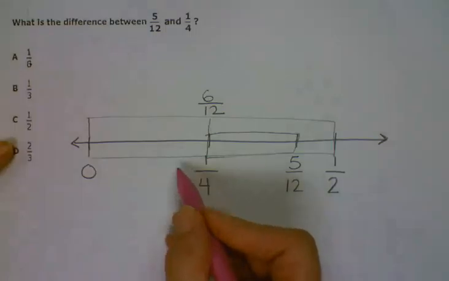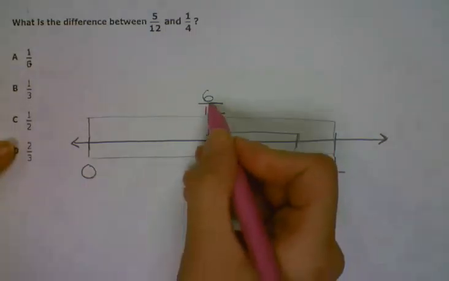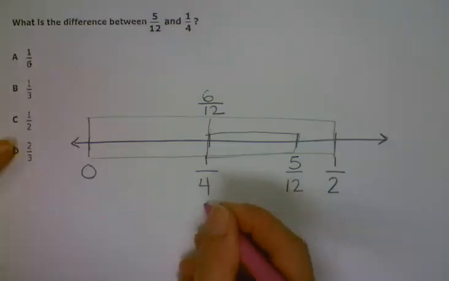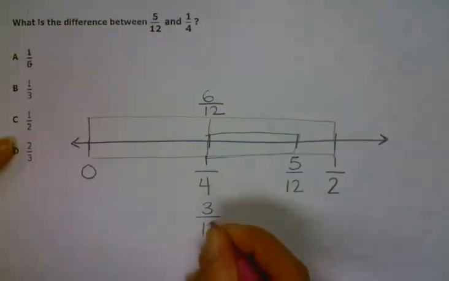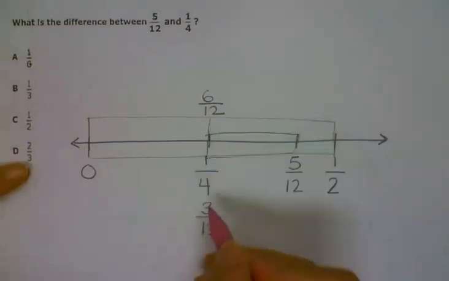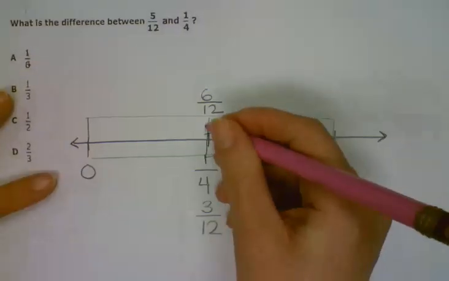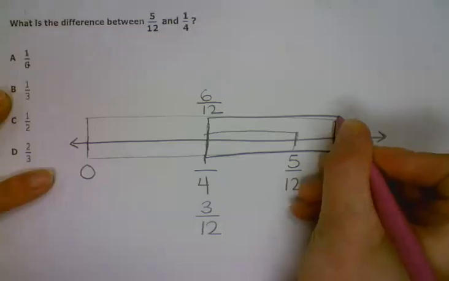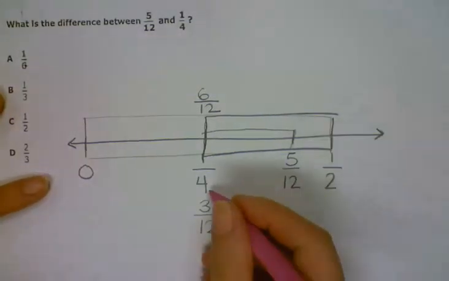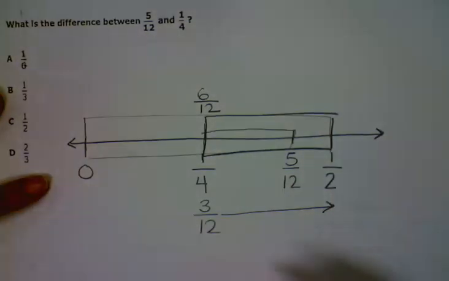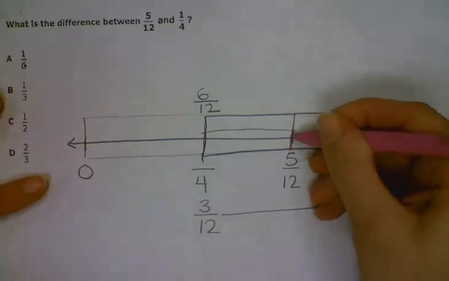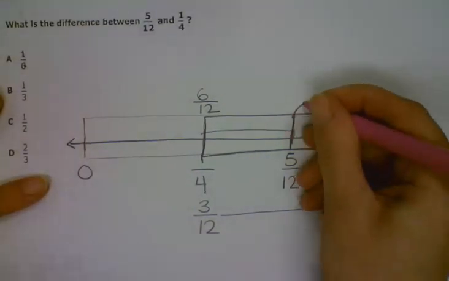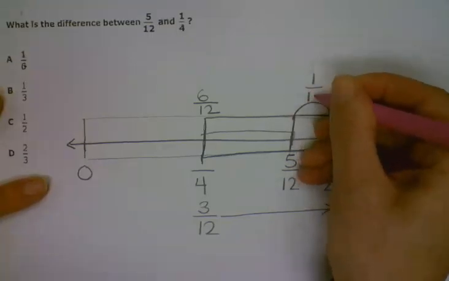I can figure out from 0 to 1/4 that would be half of 6/12. Well, I know half of 6 is 3, so 3/12 is equivalent to 1/4. That tells me that from 1/4 to 1/2 I have 3/12. I know from 5/12 to 1/2 this would be 1/12.